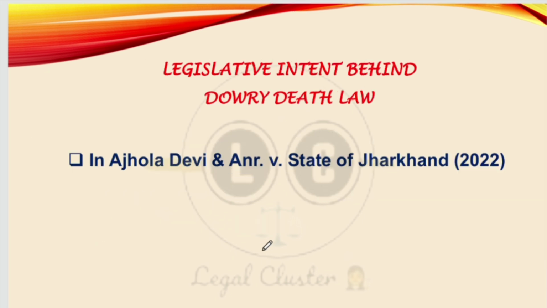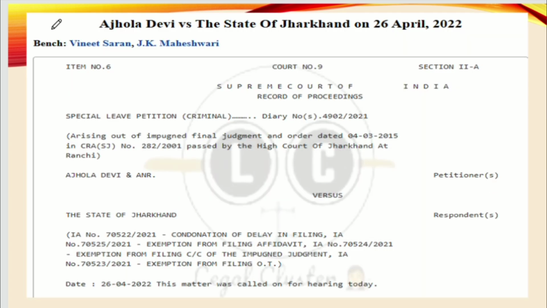Next important point is the legislative intent behind the dowry death law. In Ajola Devi and Anr. v. State of Jharkhand 2022, the Supreme Court emphasized that the legislative intent behind incorporating Section 80 BNS, earlier Section 304B IPC, is to deal sternly with the offence of dowry death. The court observed that dowry death is an offence against society and has a serious social impact. Therefore, courts must keep the deterrent purpose of the law in mind while awarding punishment.